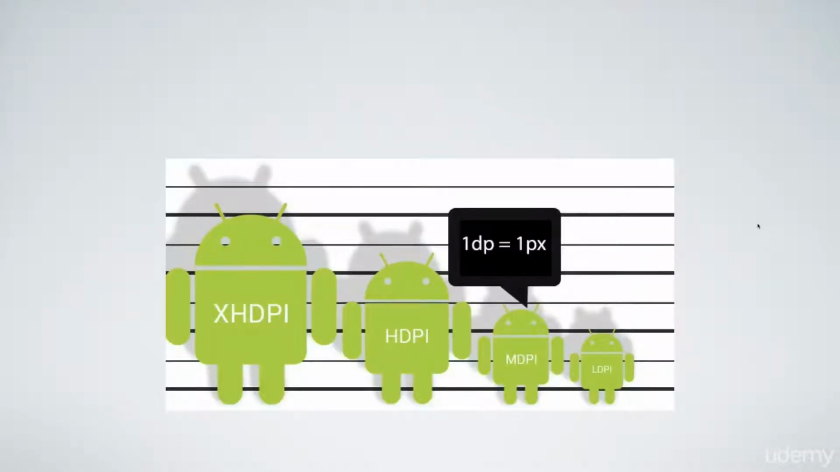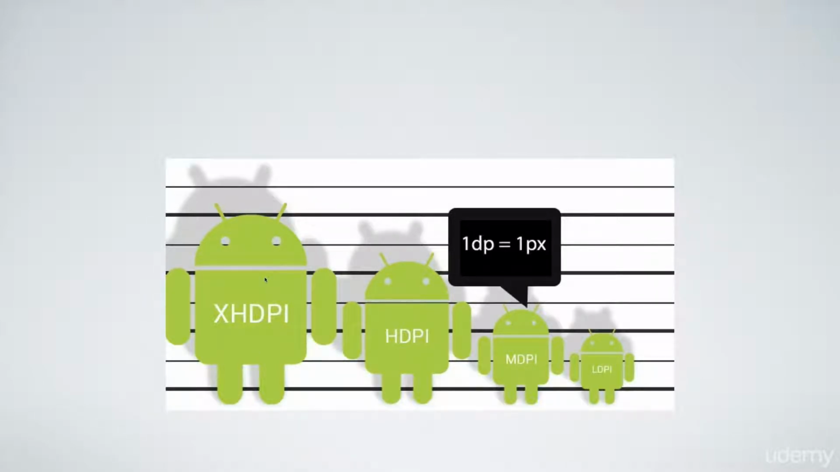What you need to remember at the end of this discussion is something simple. For a device with low density, a DP is going to be 0.75 pixels. For a device with medium, as you can see, 1 dp and 1 pixel are the same. If it's high density, then a dp will be 1.5 pixels. In other words, a dp is going to be bigger. If you go to extra high, then a dp is going to be 2 pixels.